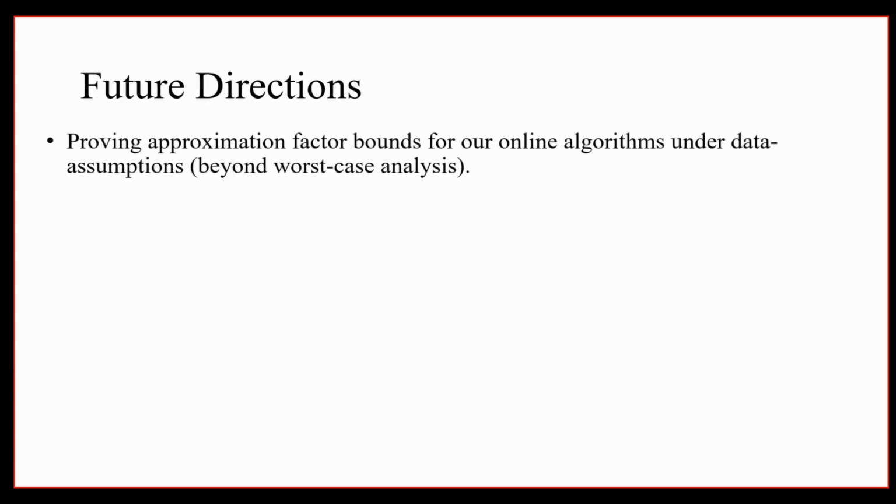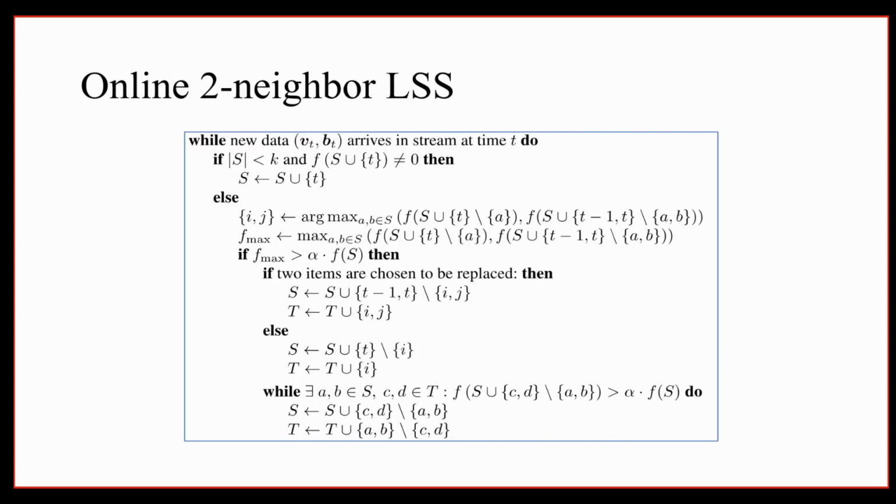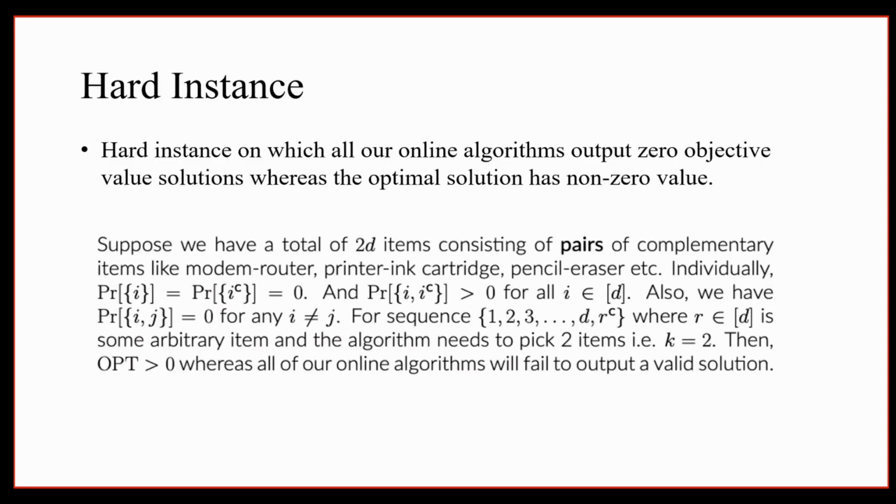So some future directions for this work. The guarantees which we had were only for the streaming setting. For the online algorithms, we could not prove any approximation bounds. So we had this hard instance, right? That hard instance shows that you basically cannot do better. What we showed is that for that particular instance, all of our online algorithms output a 0 objective value solution, whereas the optimal solution has a non-zero value. So it's giving you an infinite gap.